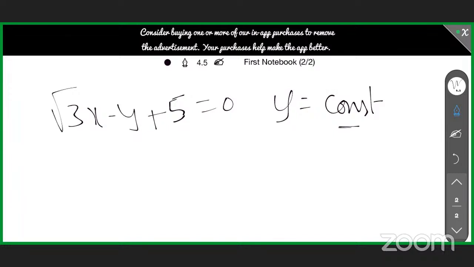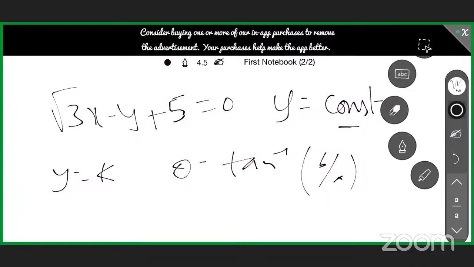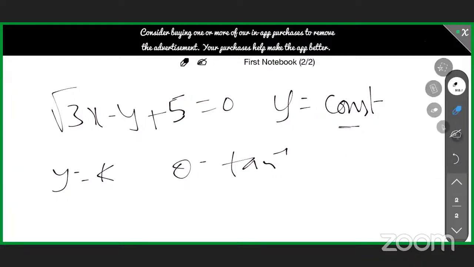That is, if my equation is getting transformed into, let us say, y is equal to k, then theta is equal to tan inverse of... look, we have written this corollary. a by b, minus a by b. So using this corollary, we are doing it.